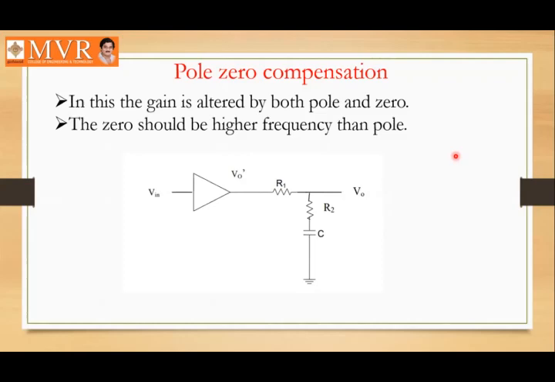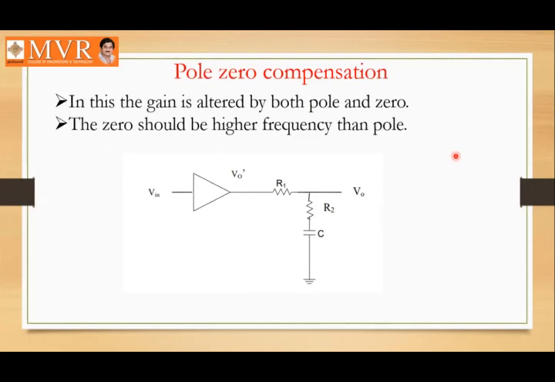By adjusting here, what we have observed in this diagram, you can see the operational amplifier. What is the difference between the previous dominant pole and pole zero compensation? Here, in series with the shunt capacitor, we are adding a resistor R2. That is only the difference between dominant pole and pole zero compensation. That is only a small difference.